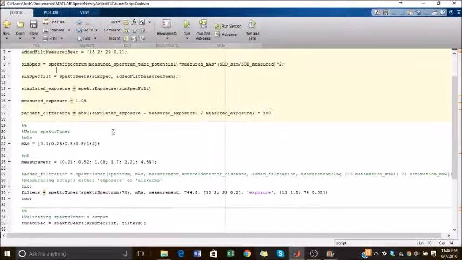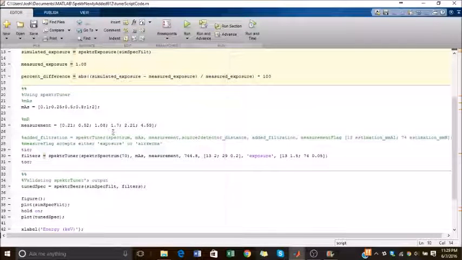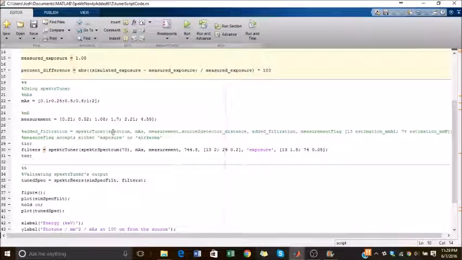SPEKTR Tuner was created to allow users to model the spectral characteristics of particular X-ray tubes by outputting the added filtration in terms of thickness of aluminum and tungsten that minimizes either the exposure or air kerma difference between the measured and simulated spectra. This tool can be demonstrated using previously collected MAS, source to detector distance, and exposure measurements.